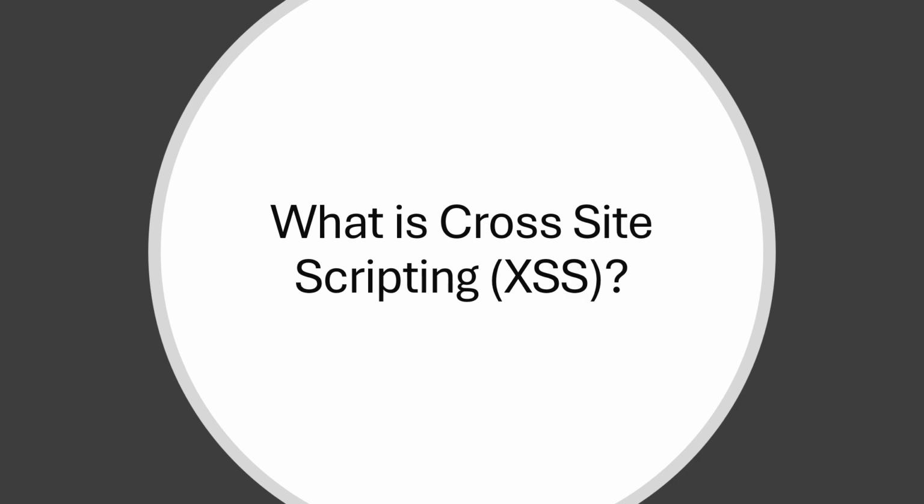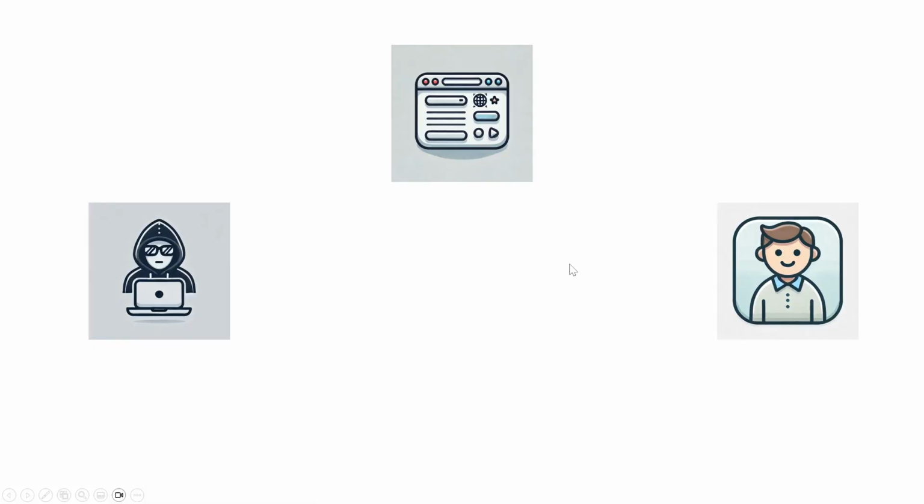Cross-site scripting, commonly known as XSS, is a type of injection attack where the attacker injects malicious scripts, usually JavaScript, into a vulnerable web application, which then executes the scripts in the victim's browser. Let me show you how this works with a very simple example attack scenario.